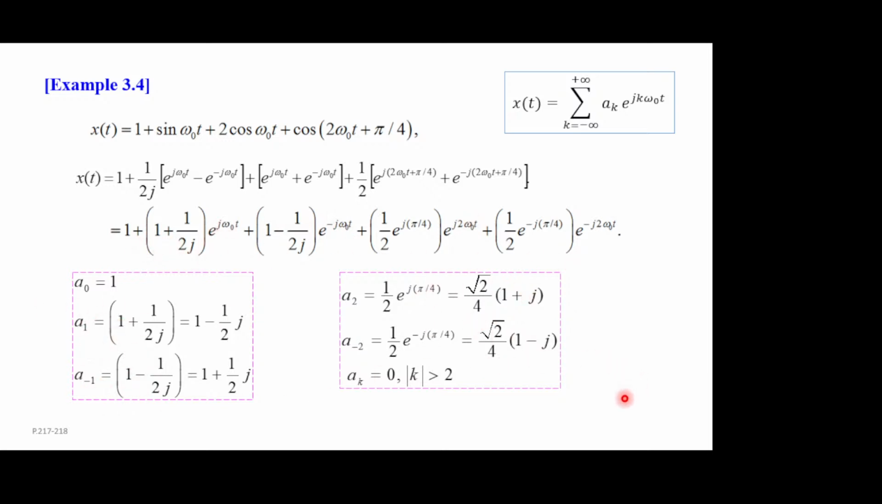Okay, a whole bunch of things. And yeah, you can once again check the real condition. So a -1 equals the complex conjugate of a +1, and a -2 equals the complex conjugate of a +2. So the real criteria works, and so you have ak from -2 to +2, and all other ak equal to 0.